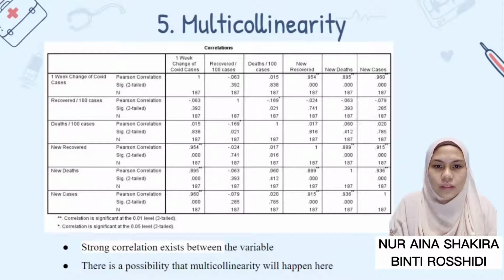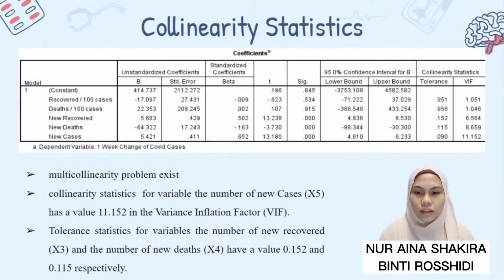I will explain about the multicollinearity. From the table above, we can see that a strong correlation exists between the variable new recovered and the new cases. There is also a strong correlation between the variable new deaths and new cases, and between the variable new recovered and the new cases. So there is a possibility that multicollinearity will happen here.